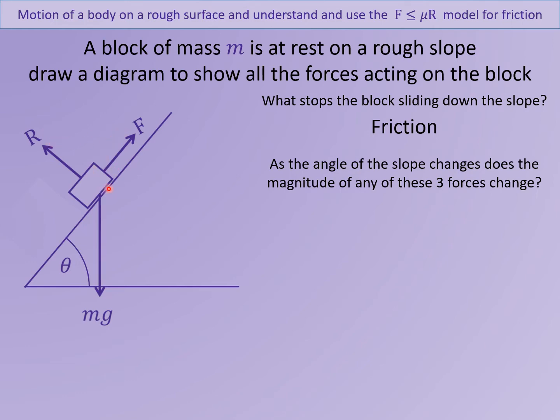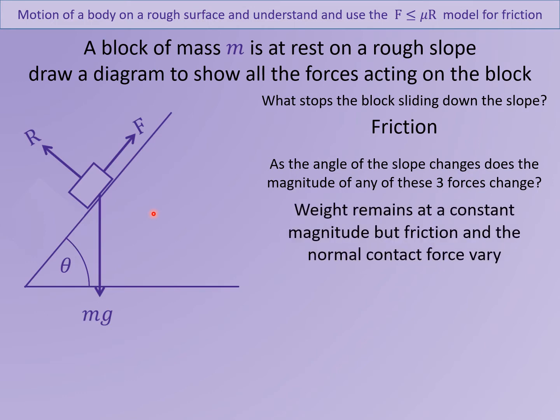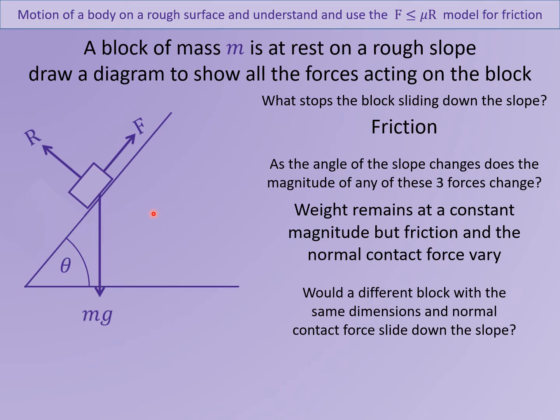Right, what does that mean then? Well, that means that weight has got nothing to do with it. The weight has got nothing to do with frictional force. It's to do with the normal contact force. But is that the only thing that affects friction? Is the R value, the normal contact force, the only thing that affects friction? So the answer is no, of course.